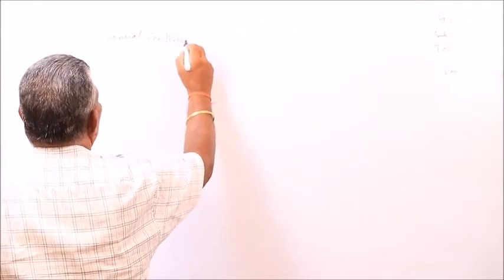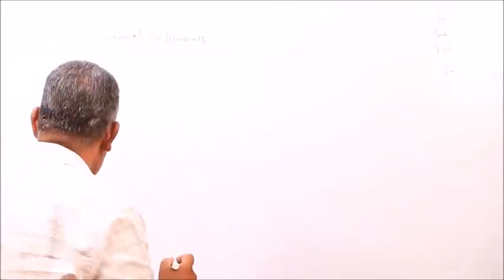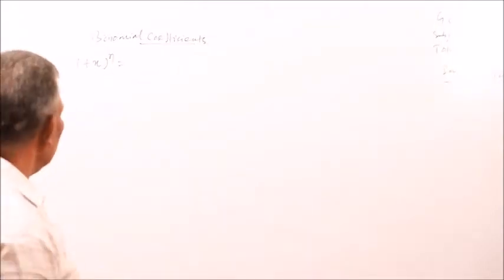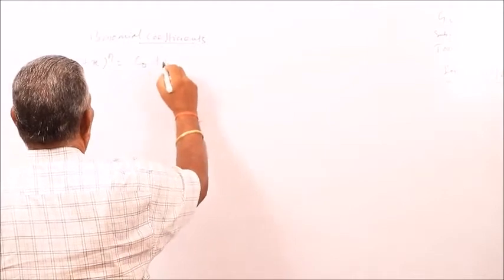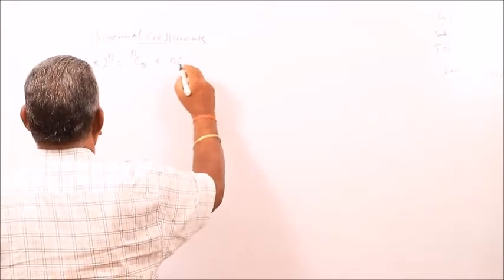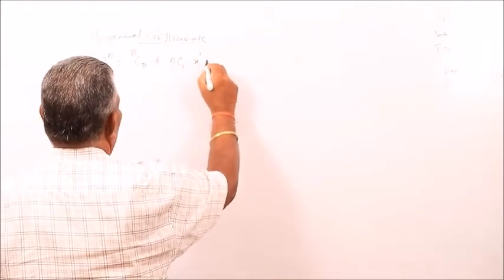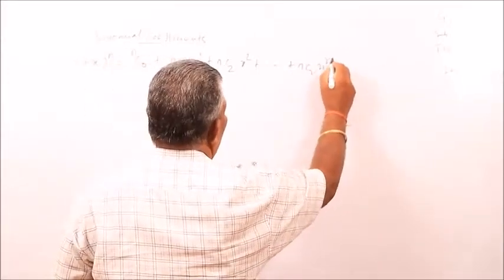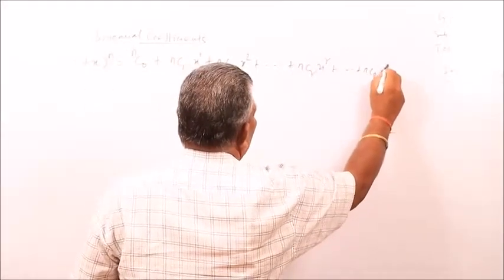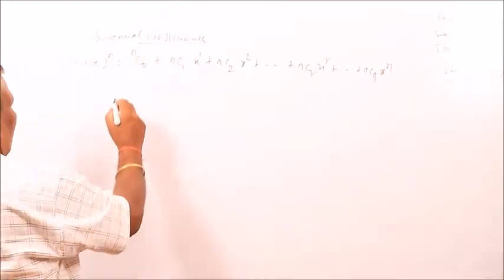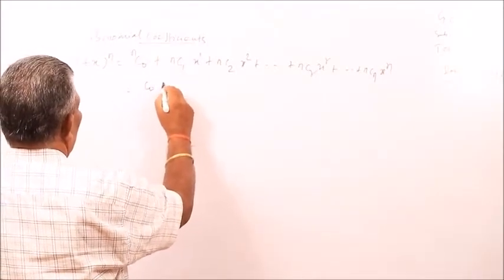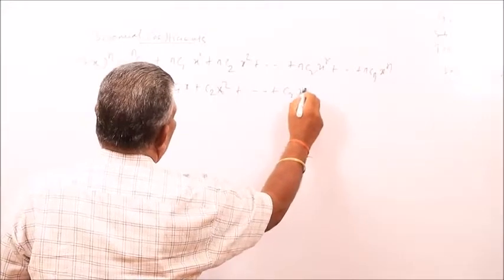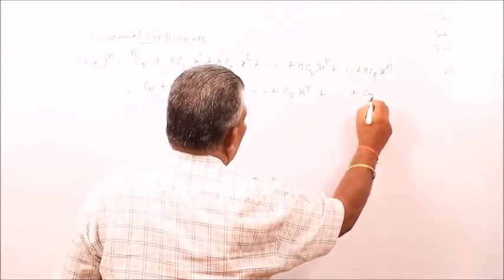Binomial coefficients. Suppose (1 + x)^n. We will expand this according to the binomial theorem: nC0 + nC1 x^1 + nC2 x^2 + ... + nCr x^r + ... + nCn x^n. Or we can write C0 + C1 x + C2 x^2 + ... + Cr x^r + ... + Cn x^n.